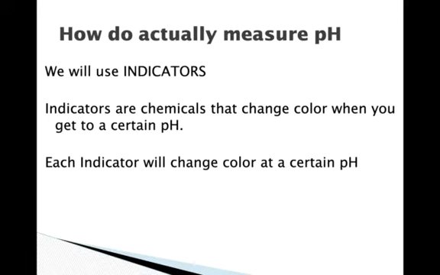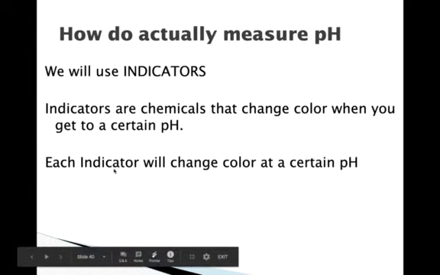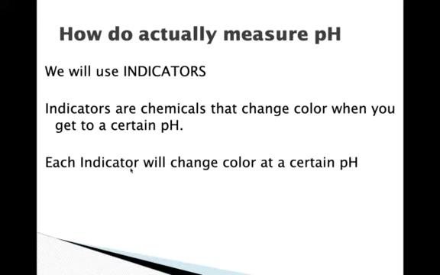Like I said, these are chemicals that will change color when you get to a certain pH. So each indicator has a threshold value, basically, where if you get to that pH, it will change colors to indicate that. And so if you have a process, if you're looking for a certain pH, you can choose an indicator that is tuned to that pH.